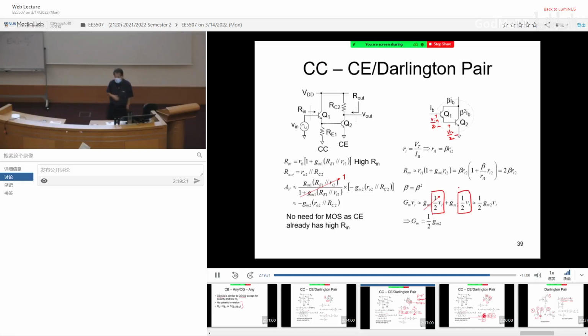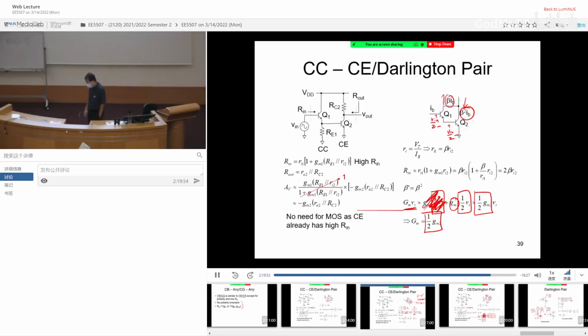Now, I don't really care about Gm1 because the Gm1 is obtained using beta Ib. But your Gm2 is obtained using beta squared Ib. So your Gm2 is going to be beta times larger than your Gm1. So I can safely ignore Gm1. So effectively, your Gm is going to be half Gm2.